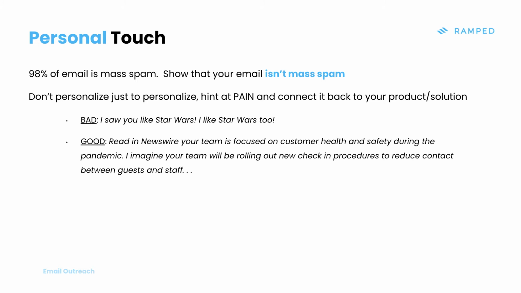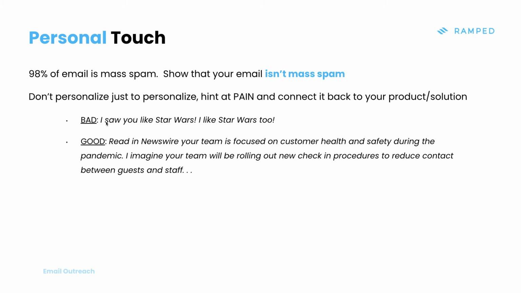Ultimately, we want to try to hint at some sort of pain or problem that the prospect might be feeling today. And we'll look in a moment at an example of how we can go out there and find this personalized information, but ultimately using things like Google and LinkedIn, other social media sites to understand who you're emailing. Really quickly, here's a good and bad example of personalization.